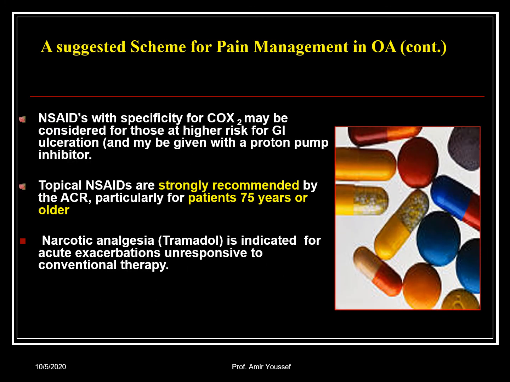Nonsteroidals with specificity for COX-2 may be considered for those at higher risk for GI ulceration and may be given with a proton pump inhibitor. Topical nonsteroidals are strongly recommended by the ECR, particularly for patients 75 years or older. Narcotic analgesics such as tramadol are indicated for acute exacerbation unresponsive to conventional therapy.